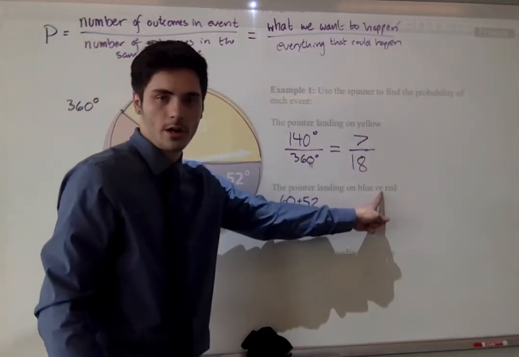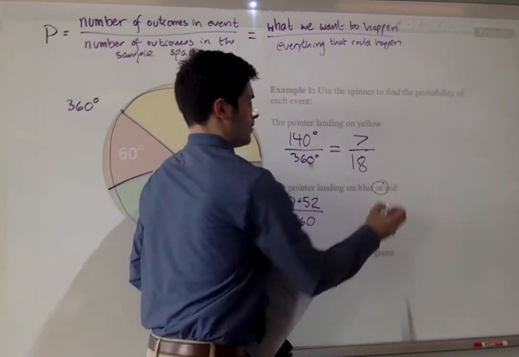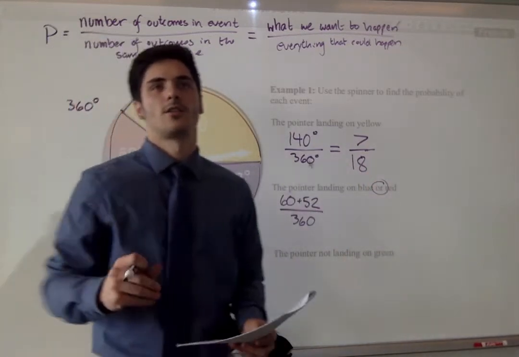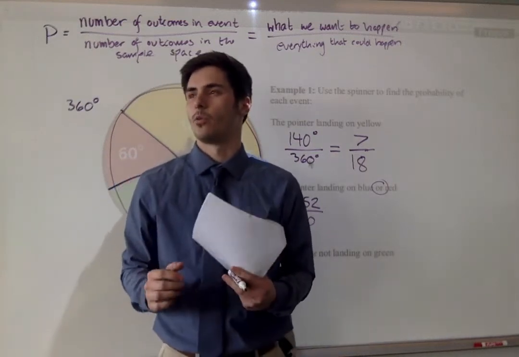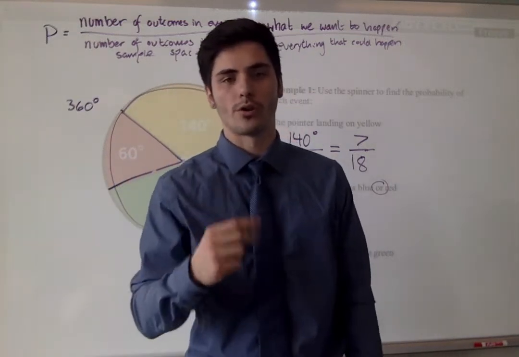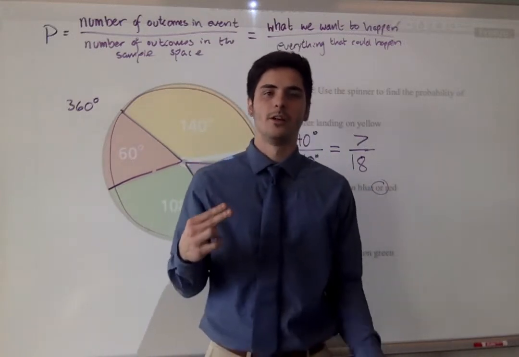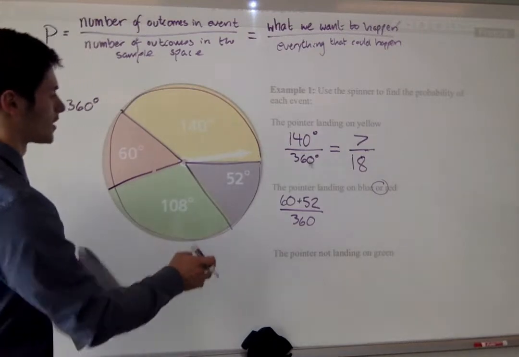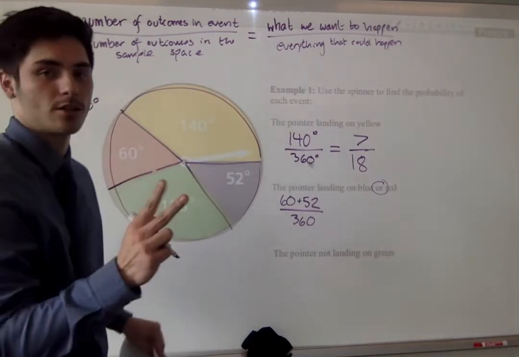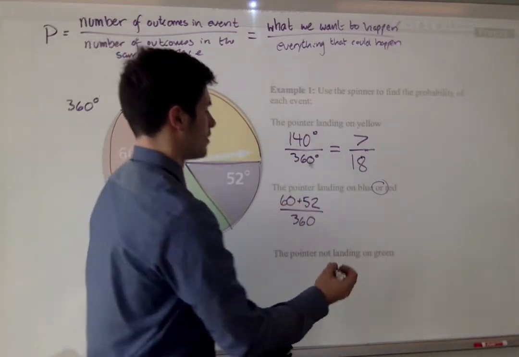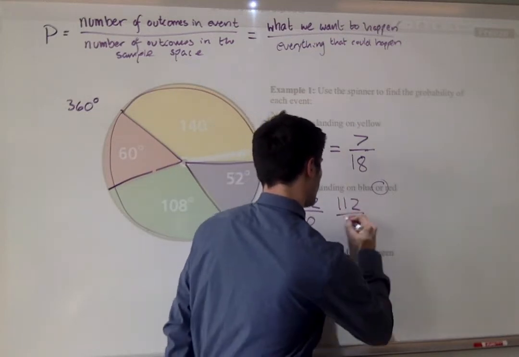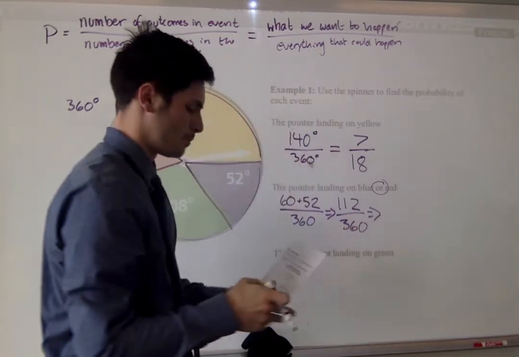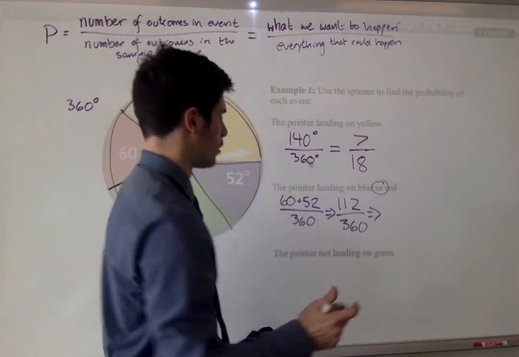If you see this "or" here, that means that you can basically add the probabilities together. So if I'm rolling a dice and I'm saying, what's the probability of it landing on 1 or 2? You have two options there, and so you can take the probability of both and combine them. So that's what we're going to do. Since we have two options, we're going to combine them. We end up with 112 over 360, which ends up being 14 over 45.